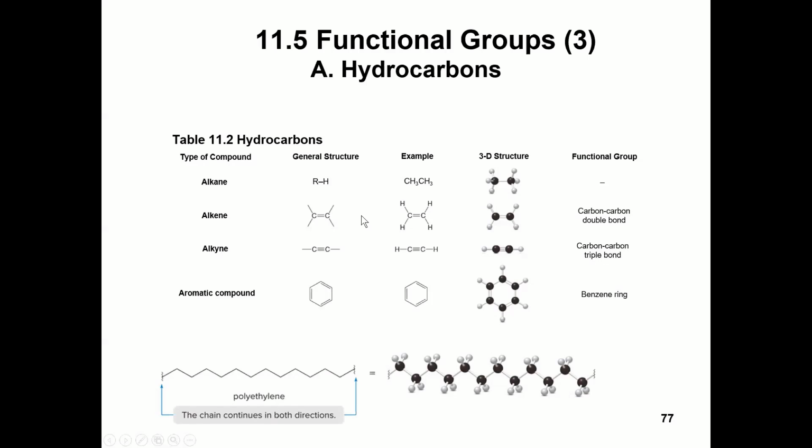Now, if you have an alkene, you have a carbon-carbon double bond, and an example would be ethene or ethylene. The functional group there is this carbon-carbon double bond. The alkyne contains a carbon-carbon triple bond, and this is the general structure. You have an example here of acetylene or ethyne, and the functional group again is the carbon-carbon triple bond.